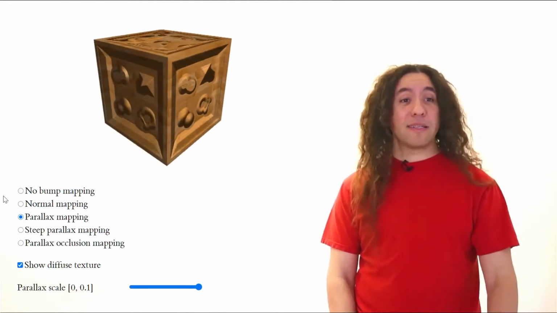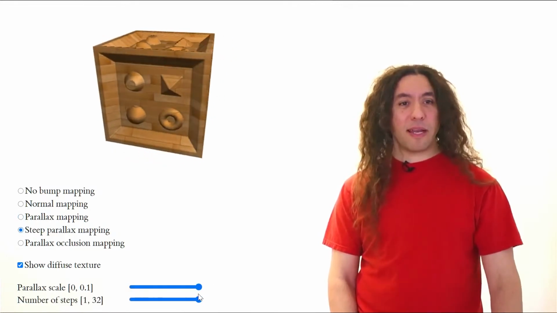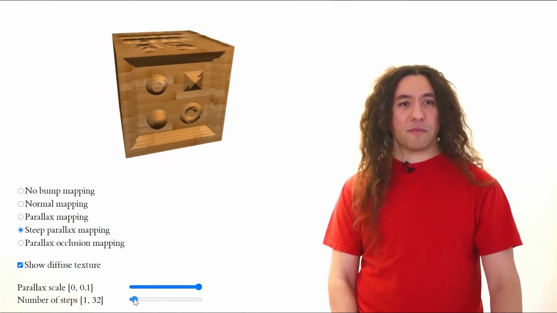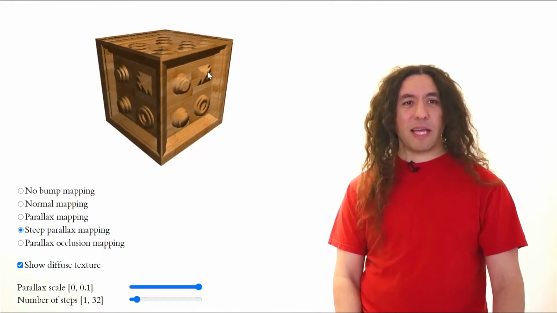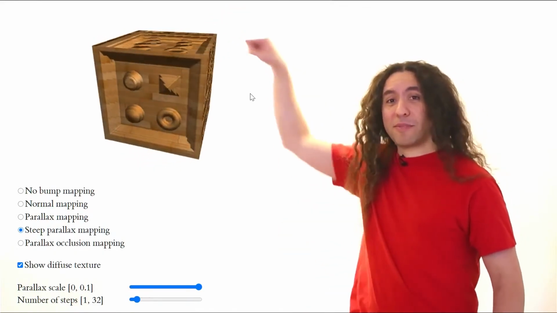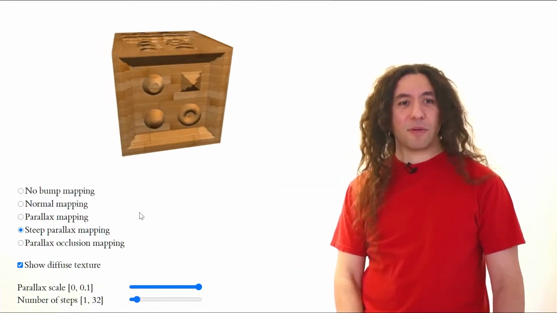But I can add steps with steep parallax mapping. So this is adding a lot of steps. Let's use just a few steps here. Just 1 step, 2, 3. Yeah, you can see multiple steps, right? Up here you can see multiple steps, and on the sides you can see multiple steps as it's rotating.